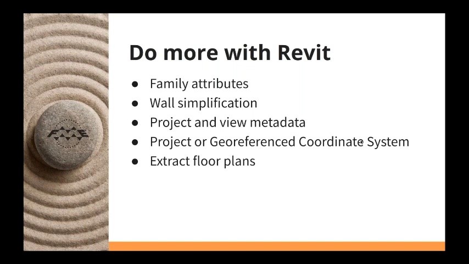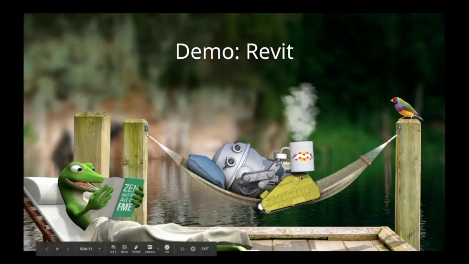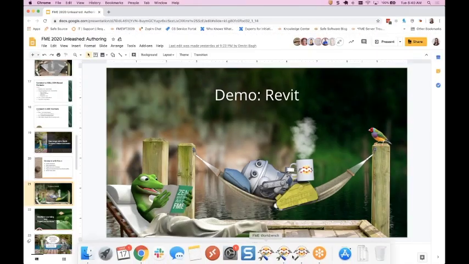We've also done some work to simplify walls and make a thin line, because that apparently was not an easy task to do, to go from a wall thickness to the center line of a wall. I'll highlight that in my demo in just a second. We can also read project and georeference coordinate systems, as well as extracting floor plans. So I'll just jump right into it.